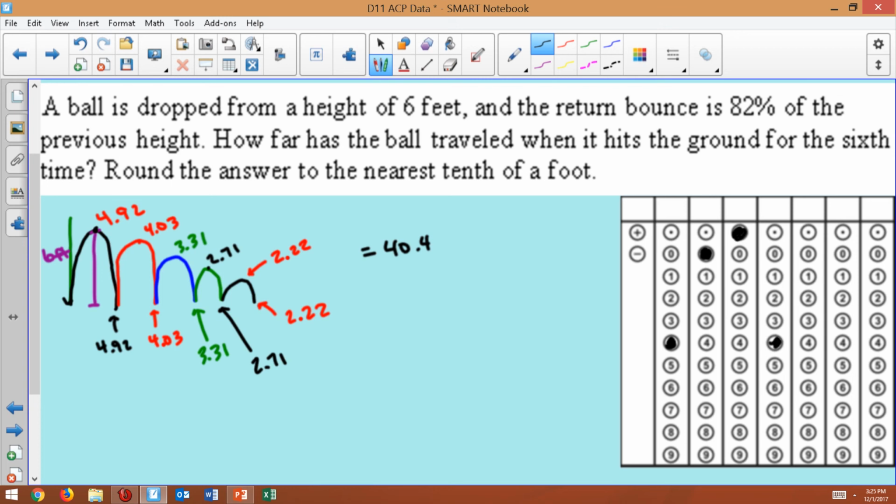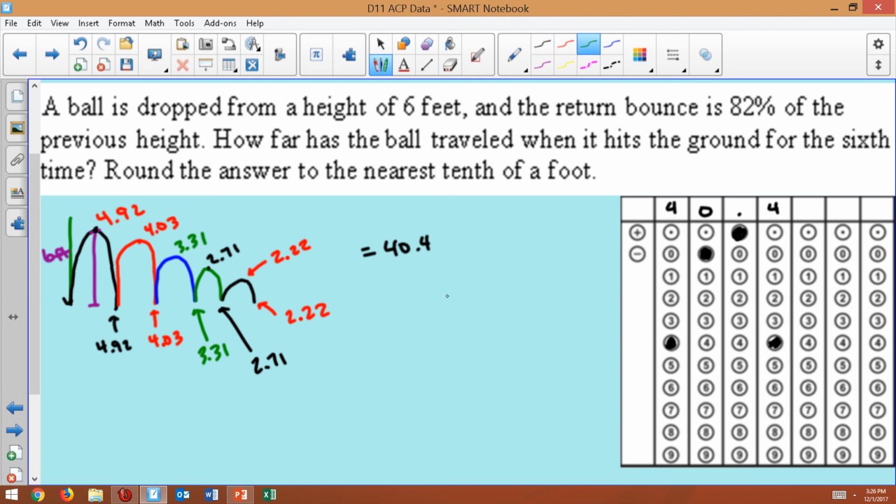Now, you might be thinking, surely there's an easier way of doing this in the calculator. And the answer is there absolutely is. Now, the calculator can do sums of things that are exactly the same. So it could add up these bounces. It wouldn't add this 6 in. We would have to add that manually because it's not mimicking. It doesn't bounce up and down. It just falls there.